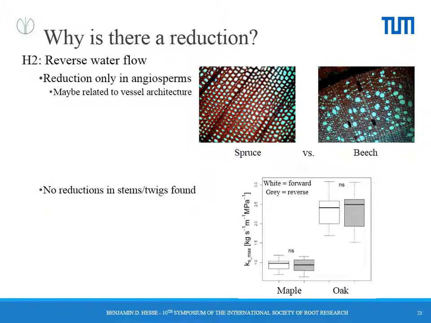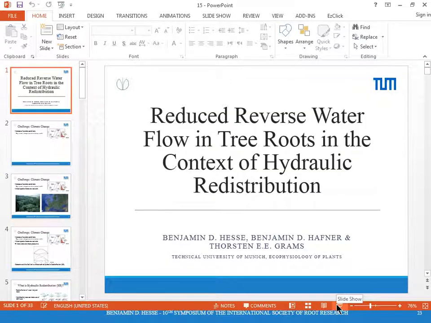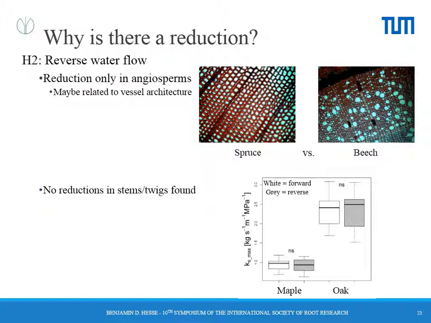We then also went a step further, because we wanted to see, okay, we found this now in roots, so we also measured in the stem of our little trees. And surprisingly, we didn't find any differences in the forward or reverse flow. So this reduction occurs so far only in the roots and not in stems.